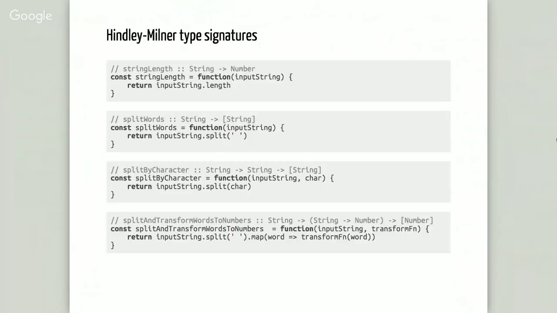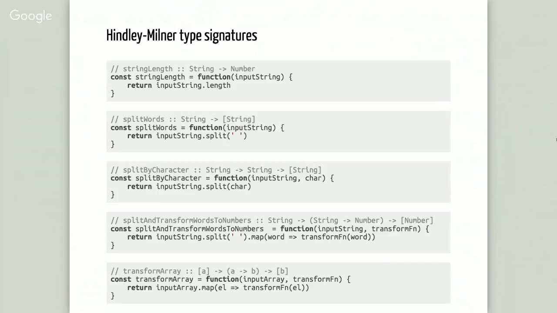Here's a function which takes a function as one of its arguments. You can see we indicate that using brackets: (String -> Number). So we're saying it takes a string and a function from string to number, and returns an array of numbers. Finally, here's an example of a function which is polymorphic, so it will operate on any type. It takes an array of type A, a function which goes from A to B, and returns an array of type B. A and B could be any type, string, number, and they could be the same type or different.